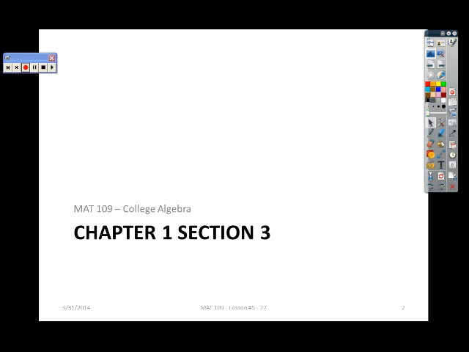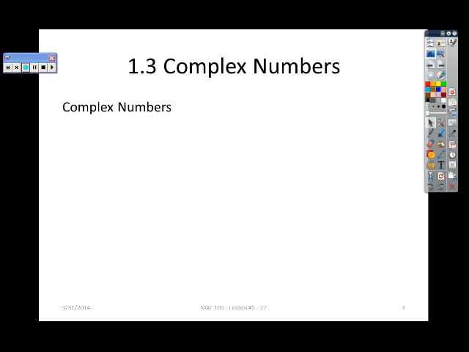We're still in Chapter 1, but we're going to move into Section 3. And complex numbers, you've seen some things with complex numbers. We're going to actually be doing a significant amount of stuff that will involve complex numbers with the various equations we use and the various types.